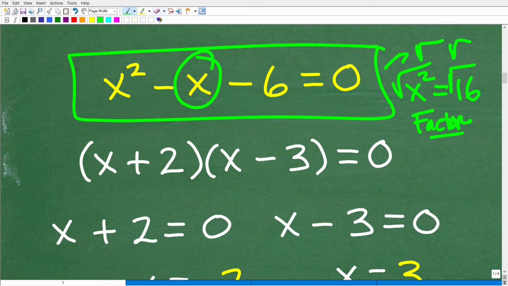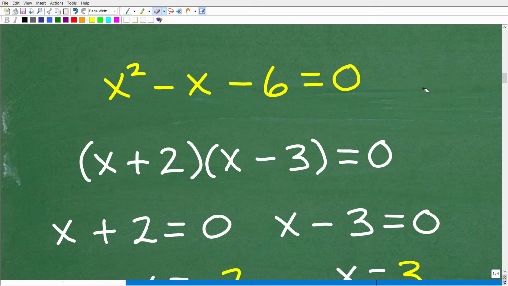Well, can we factor this? Well, indeed we can. And of course, you need to know how to factor quadratic trinomials, and this is another big area where a lot of students struggle, but if you know how to factor, we can see that x squared minus x minus 6 can factor into these two linear factors right here: x plus 2 times x minus 3 is equal to 0.